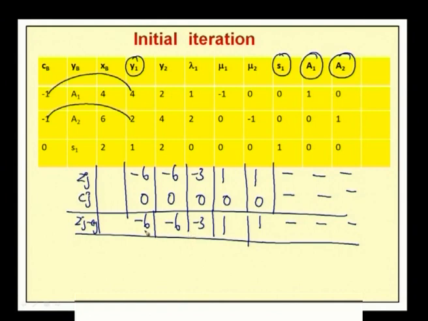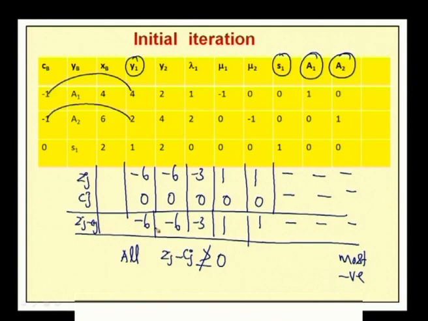For this initial iteration, if we observe the Zj minus Cj values, Z1 minus C1 is minus 6, which is negative, Z2 minus C2 is minus 6, Z3 minus C3 is minus 3. Since not all Zj minus Cj are greater than or equal to 0, the optimal solution is not obtained for this table. So, we have to improve the solution. In order to improve it, from all the Zj minus Cj values, we have to choose the most negative value.